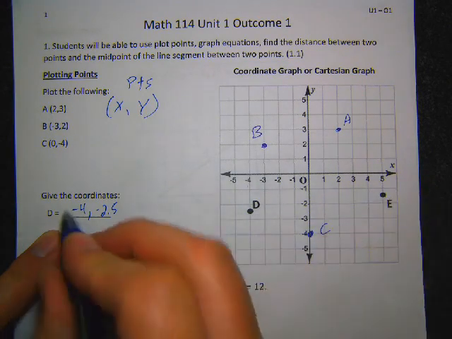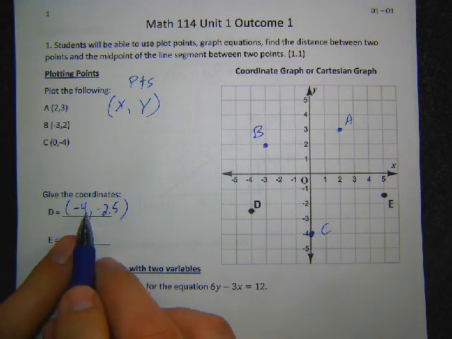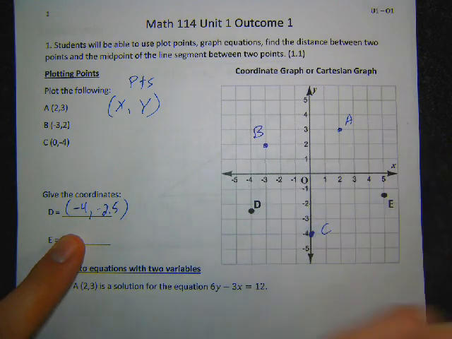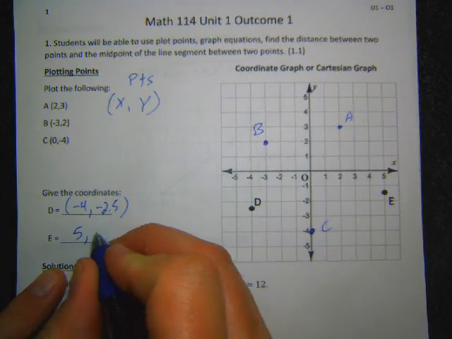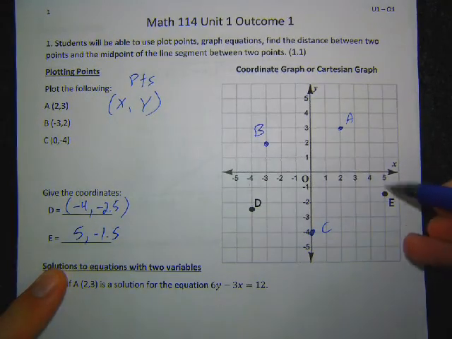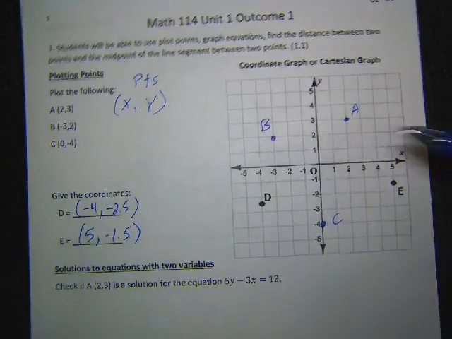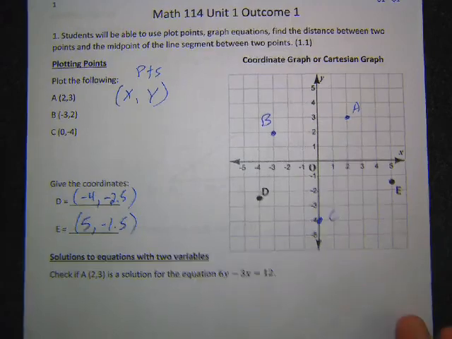And all of these points should always be written with these parentheses that tell us this is an ordered pair. This is a location on your coordinate plane. So the D is the point (-4, -2.5). E here would be 5 to the right, so we'll go 5 and down 1.5, so that would be the point (5, -1.5). Again, negative because we're going down, we use positive for up. Don't forget your parentheses. So that's just locating points and graphing points, something you've probably seen before.